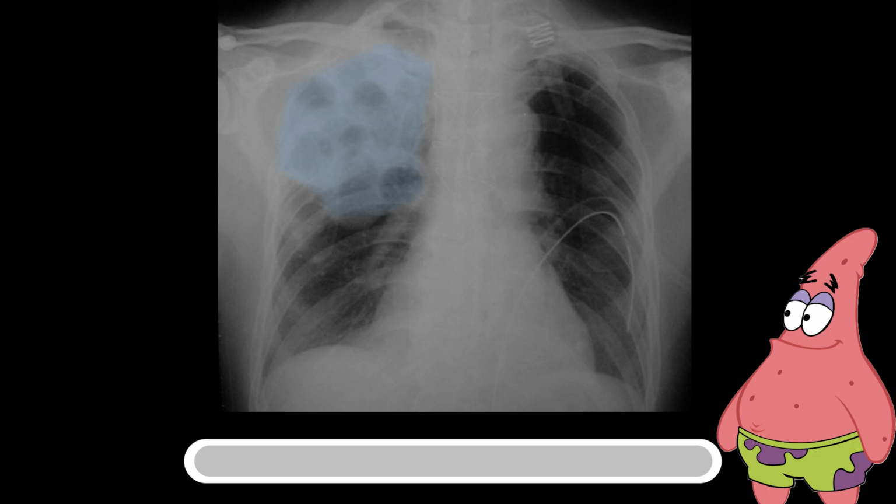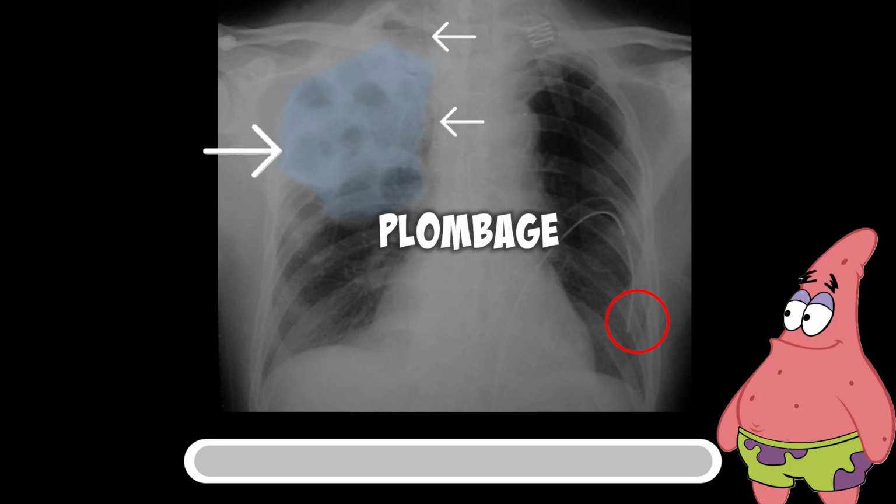There are multiple rounded ring shadows in the right upper lung. A central line has been inserted, and there is a chest drain in the left mid-zone. This finding is called plombage, and it's from TB. Last one. How about this one?